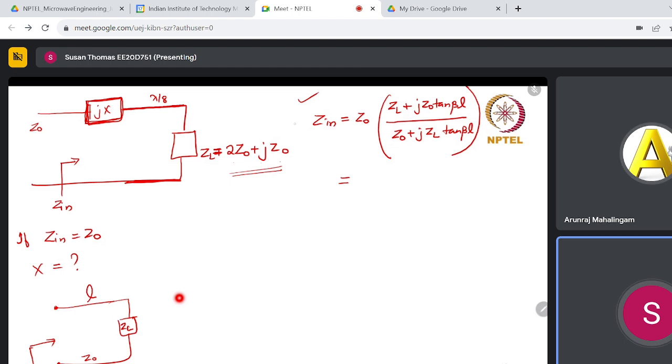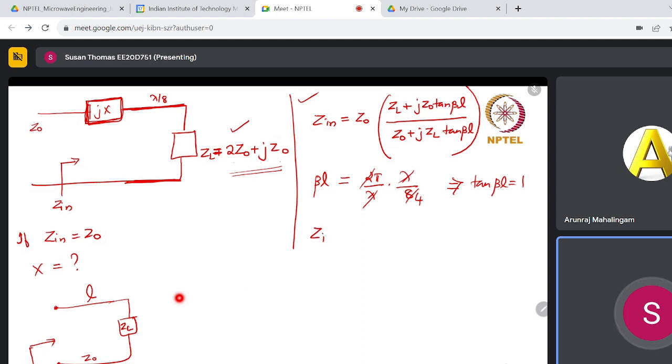Based on this equation, let us do it for this. There is a lambda by 8 line, so what will be beta L? Beta is 2 pi by lambda into L, which is lambda by 8. Lambda gets cancelled and it becomes pi by 4. So tan beta L will be 1. Zin will be the impedance at the end of the lambda by 8 line.